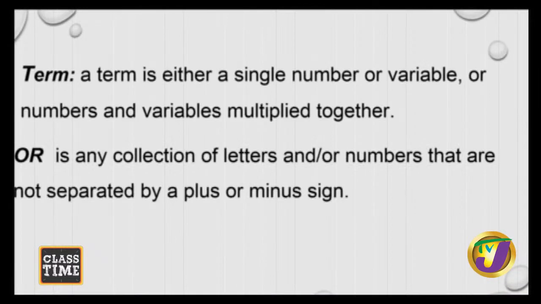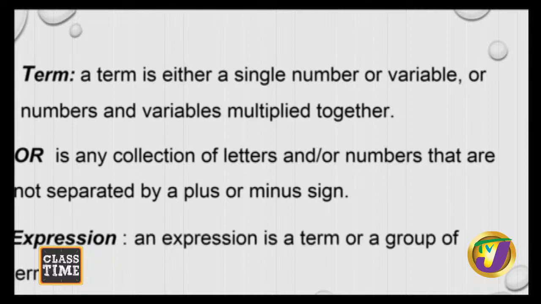First point, term. A term is either a single number or a variable, or numbers and variables multiplied together. So that's one way in which we could define the term. We could also say it is any collection of letters and or numbers that are not separated by a plus or a minus sign. Then we have an expression. An expression is a term or a group of terms. So remember, a term can also be seen as an expression.